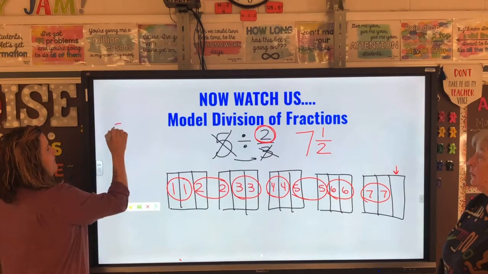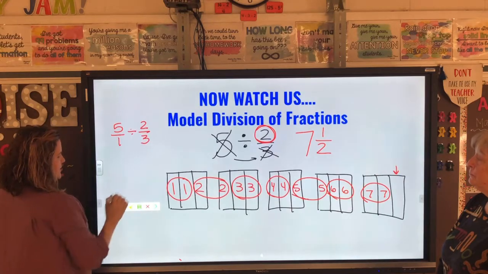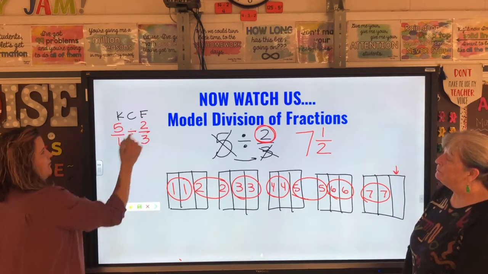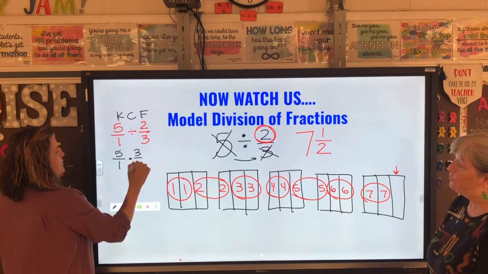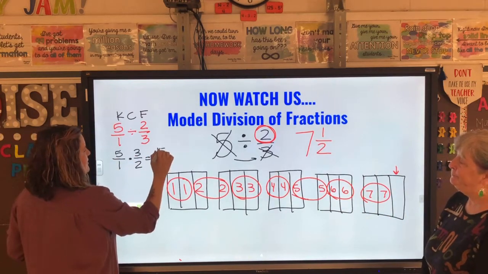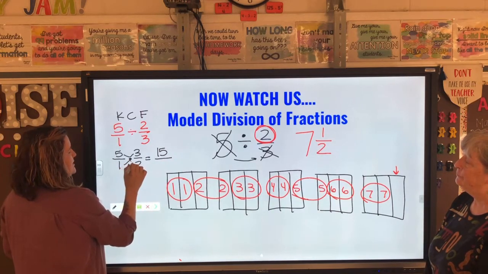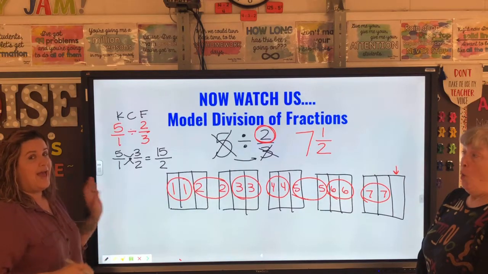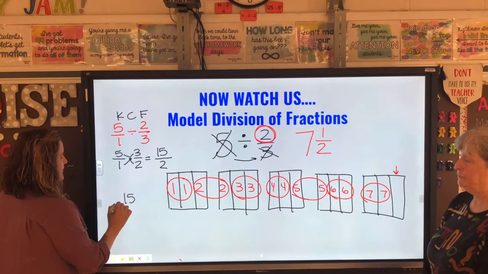So I have 5 over 1 divided by 2 over 3. So I'm going to keep, change, flip. I like to write it right on top. So 5 over 1 times 3 over 2. I see if I can cross simplify. I can't. I have 5 times 3, 15. 1 times 2, 2. Now I have that improper fraction, and I have to make it a mixed number.